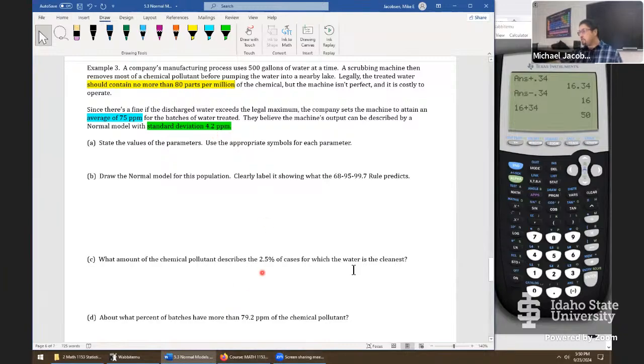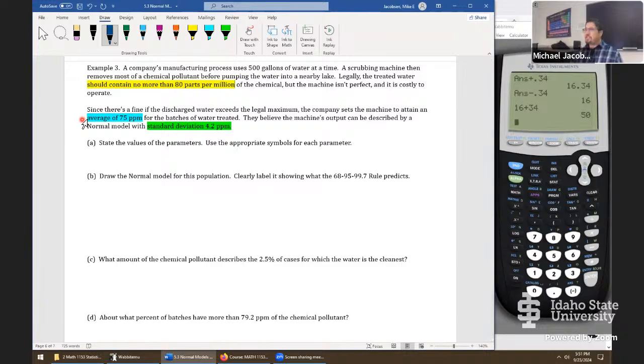Well, there's a couple of follow-up questions we'll ask and answer along the way to see if what the company is doing is ethical. So first thing it says, state the values of the parameters, use appropriate symbols for each parameter. Anyone recall what the symbol is for this one as an average? It'd be mu, a good call.